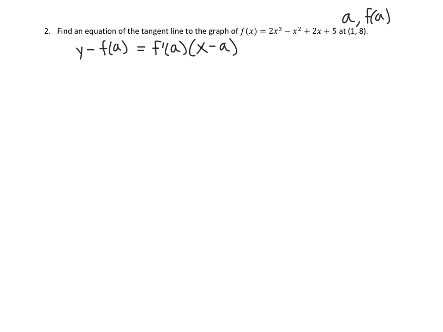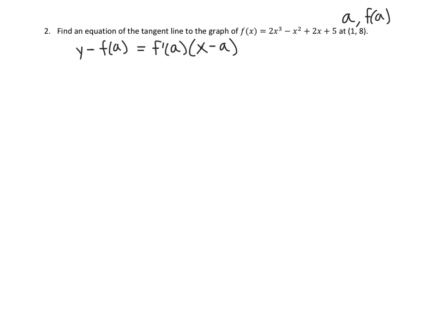Now recall, in order to find the equation of a tangent line, we can find that by simplifying the following. y minus f of a equals f prime of a times x minus a, where f prime of a is our derivative at our a value. In this case, we can think of a as 1 and f of a is 8. That is our function value at a equal to 1. So our first step, we'll find our derivative at a value of 1.